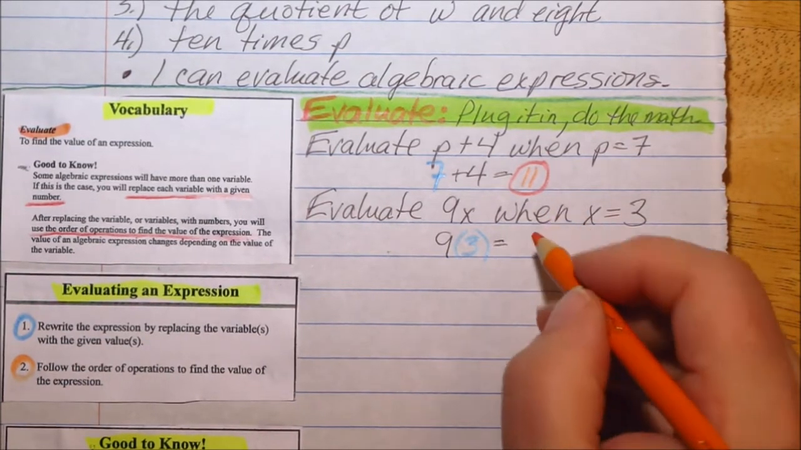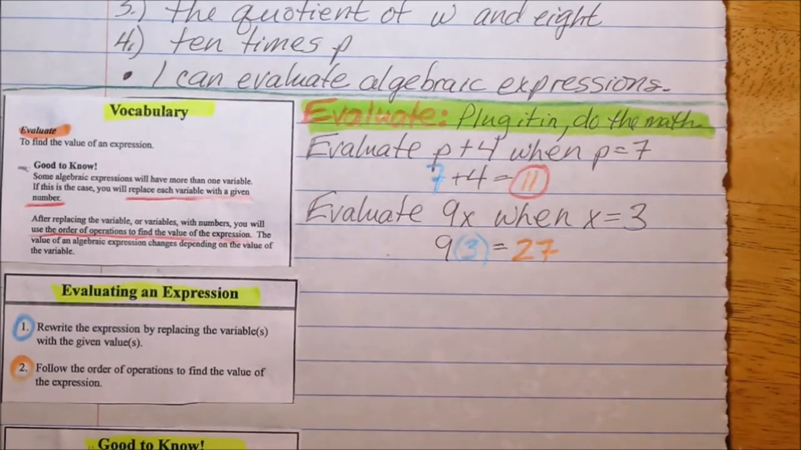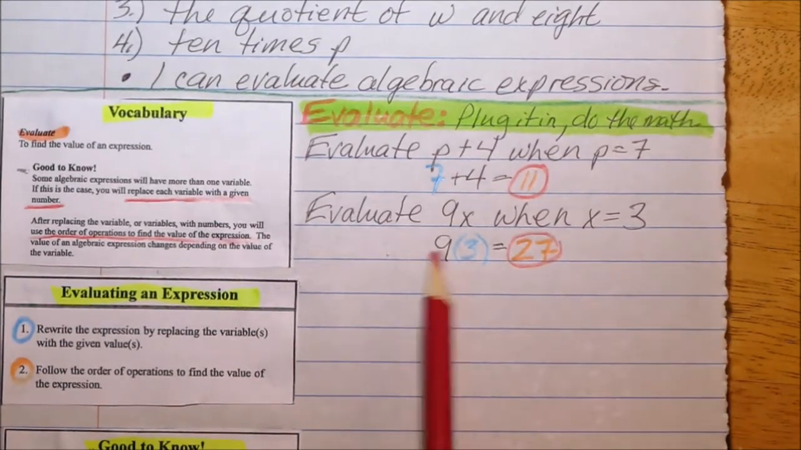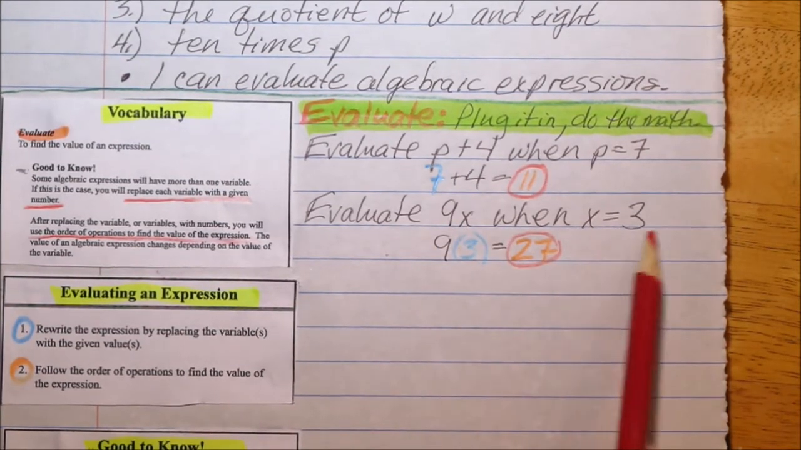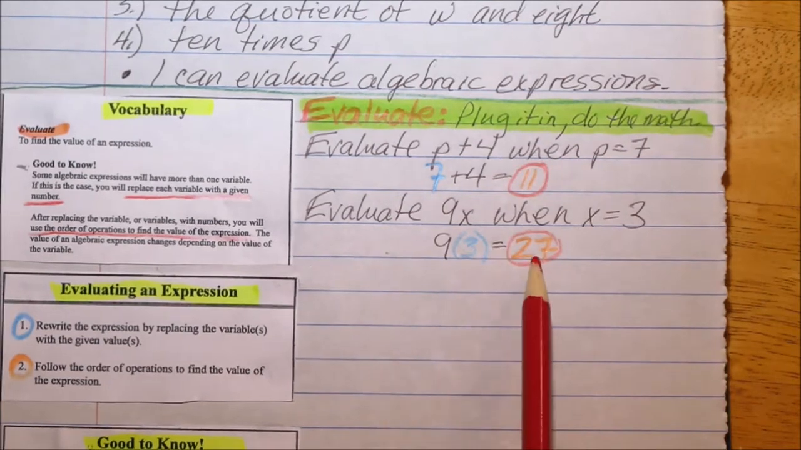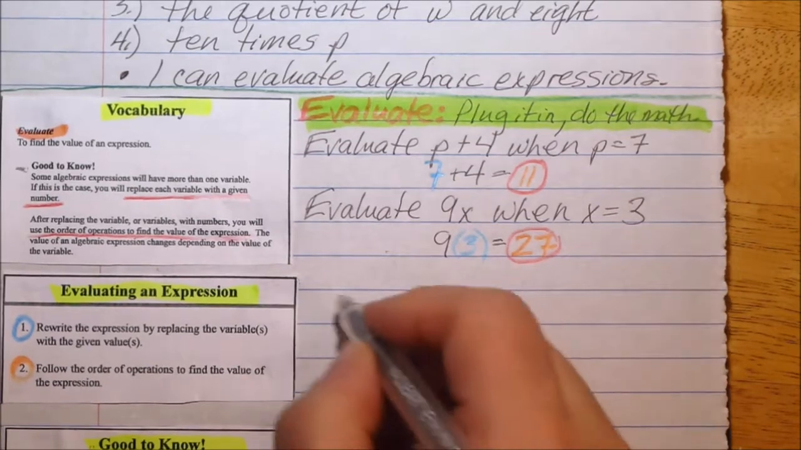So 9 times 3 is 27. This is step 2, solve. That's our final answer for that expression. So the algebraic expression 9x when x equals 3 is 27. All right? Plug it in, solve. All right, next one.